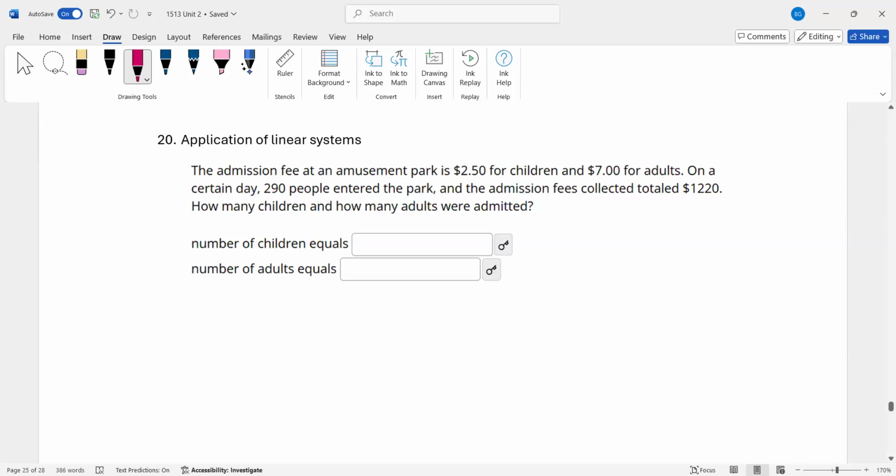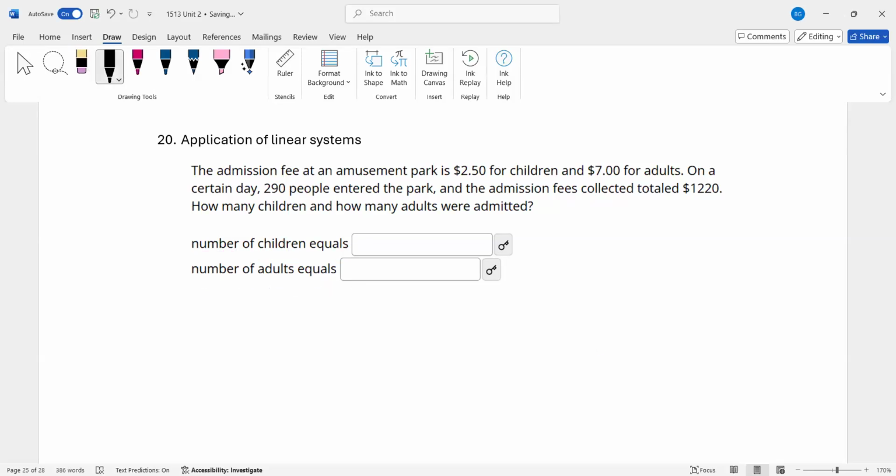The admission fee at an amusement park is $2.50 for children, $7 for adults. On a certain day, 290 people entered the park, and the admission fees collected totaled $1,220. How many children and how many adults were admitted? Okay. We are looking for the number of children. We are looking for the number of adults as well.